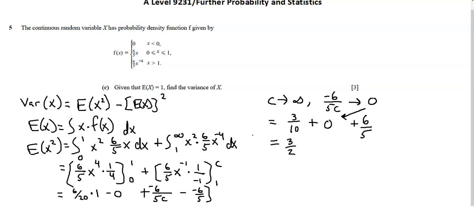Now the 3 over 2 is the expectation of x squared. Going back to variance, variance of x equals our result of 3 over 2 minus, now what we have is the square of the expectation of x. Given, note in C, given that the expectation of x is 1, so I'll fill that in with 1, I have 3 over 2 minus 1 squared, which is 1/2. That completes part C. Let's now go on to part D.